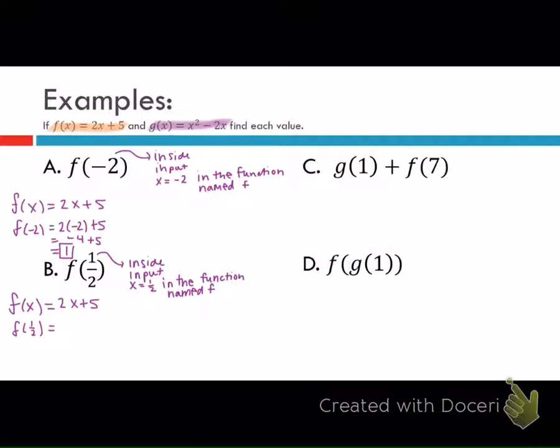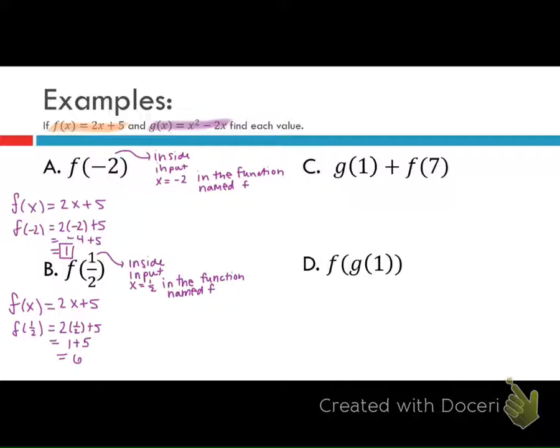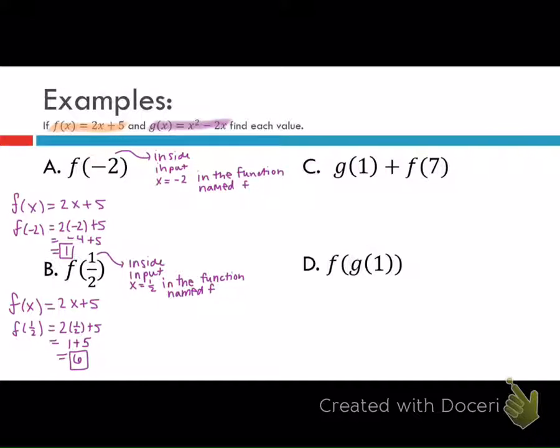So in this case, it was replaced with -2, so we replaced wherever we saw an x with -2. In this case, x is being replaced with 1/2, so what is it going to become? Oh, it's 2 times 1/2 plus 5. So if you input 1/2, your output is 6. As an ordered pair, that would be 1/2 comma 6, but we're not going to do it that way because, like I said, not all situations end up in an ordered pair, like the next example.